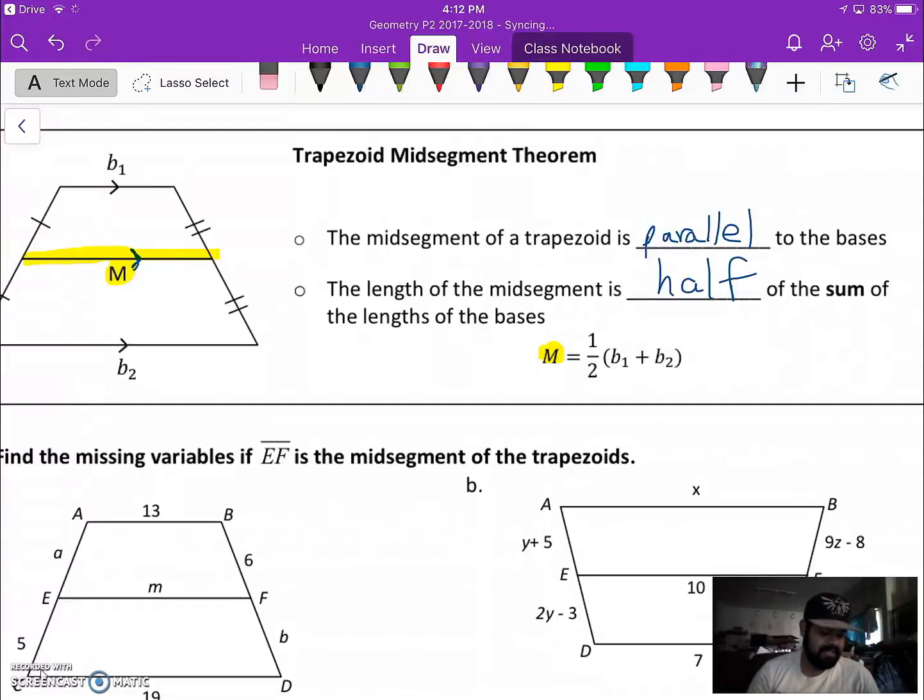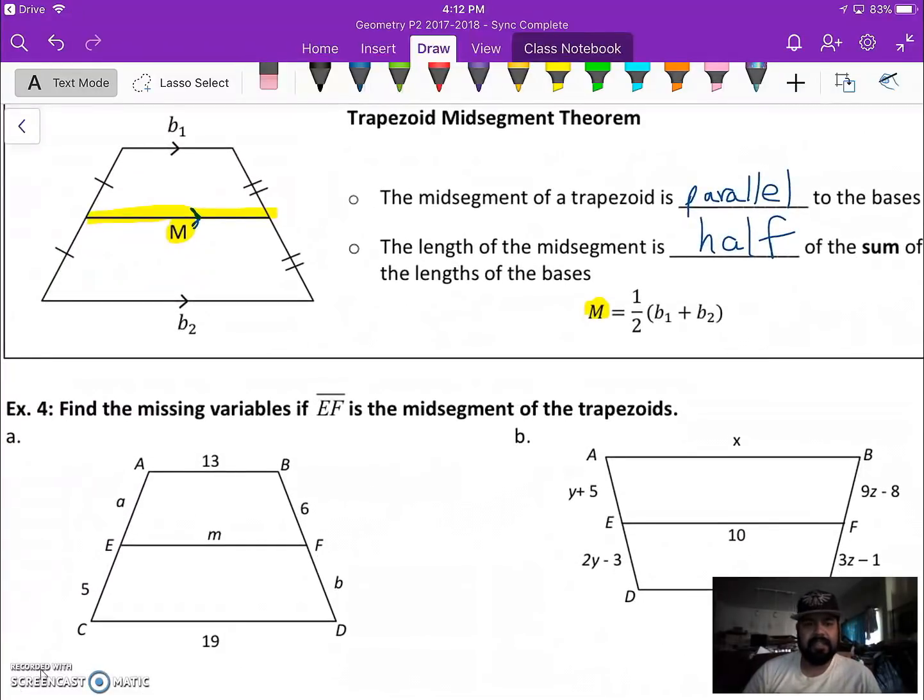So that is my mid-segment. It is equal to 1/2 of base 1, which doesn't matter if it's the top or bottom. I like to go top to bottom based on my picture. But 1/2 of the top base minus the bottom base.